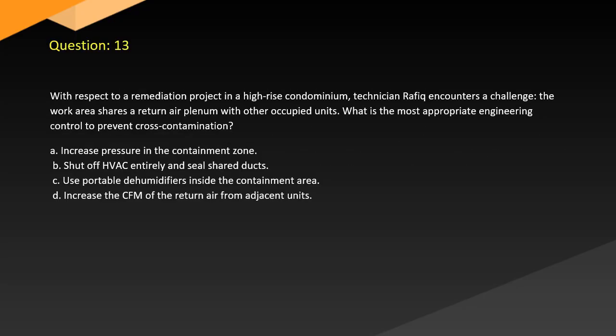Question 13. With respect to a remediation project in a high-rise condominium, technician Rafik encounters a challenge. The work area shares a return air plenum with other occupied units. What is the most appropriate engineering control to prevent cross-contamination? A. Increase pressure in the containment zone. B. Shut off HVAC entirely and seal shared ducts. C. Use portable dehumidifiers inside the containment area. D. Increase the CFM of the return air from adjacent units.